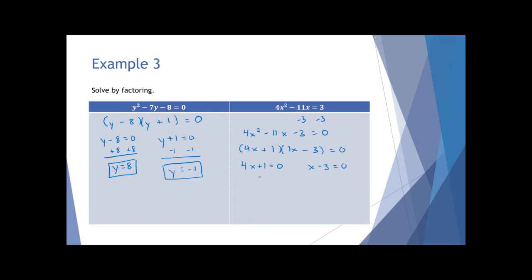So for the first equation, I subtract 1 from both sides, and I get 4x equals negative 1. Divide both sides by 4. x equals negative 1/4. Second equation, I just have to add 3 to both sides, and I get x equals 3. And there I go.